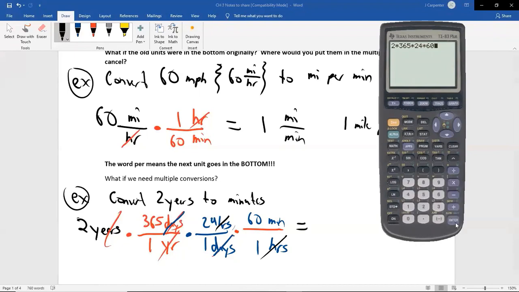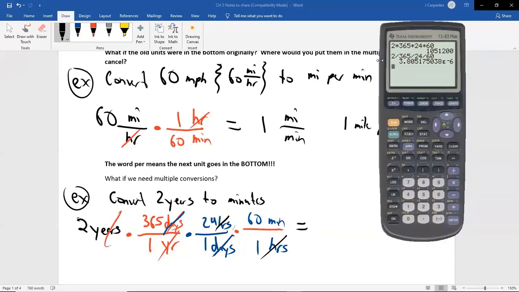Now, before I hit enter, you should be asking yourself, what type of answer do you anticipate? Do you anticipate a big answer or a small one? Well, going from years to minutes, there's a whole boatload of minutes in a year, and we got 2 years. So this better be a big answer, and it is. So if someone had divided all of those numbers, if they did 2 divided by 365, divided by 24, divided by 60, again, this is wrong, they get 3.8 e negative 6, which means it's 0.000038, which is a teeny number, and that is absolute garbage. It is not less than 1 minute is 2 years.